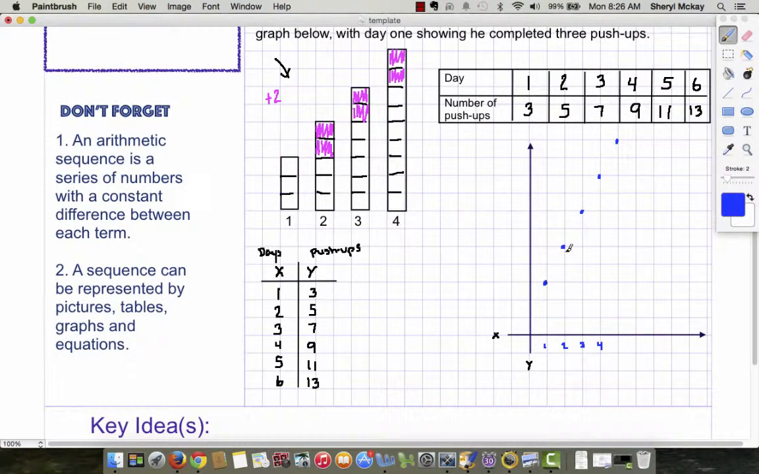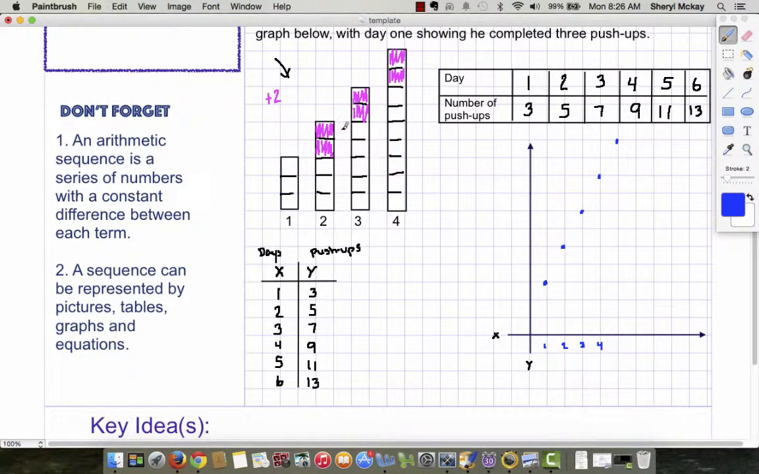Sometimes, though, we might connect the line, like maybe we're measuring temperature and the temperature fluctuates and changes. We might then connect the dots, and then we would have a continuous graph, but in this one we just have a discrete graph. So those are all of the different ways to show arithmetic sequences, and the cool thing about it is that they all have this common difference.